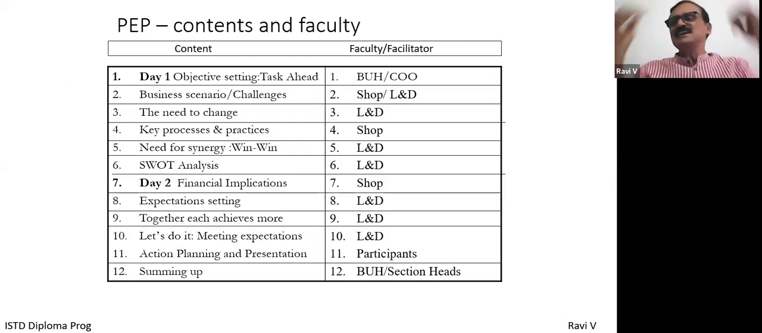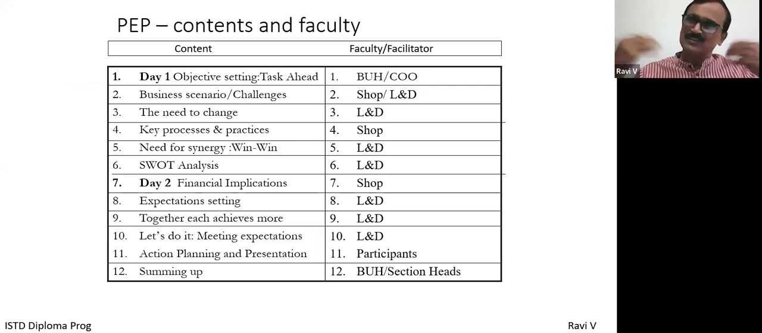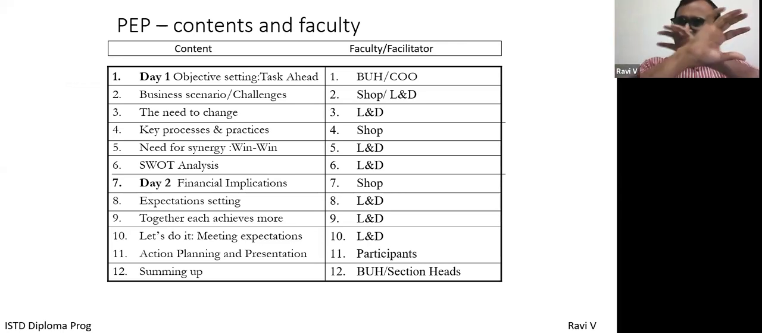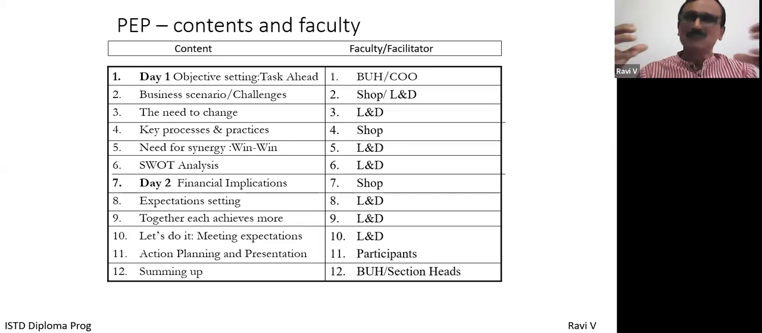So this is the entire module that I developed, of course, with my colleague. It starts with the business unit head or operations head speaking for some time about the importance. Then the core group people, or the HR and L&D, give the business challenges and share the need to change. Then the difficult processes and practices are shared, and we get them to believe that it's only with teamwork that we'll be able to solve this problem, right?